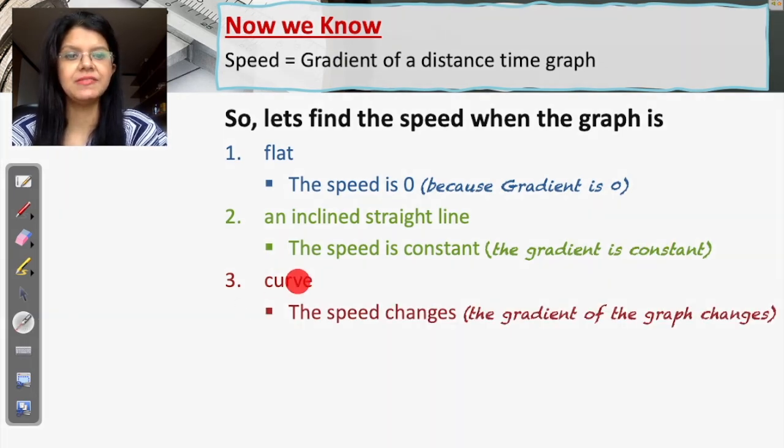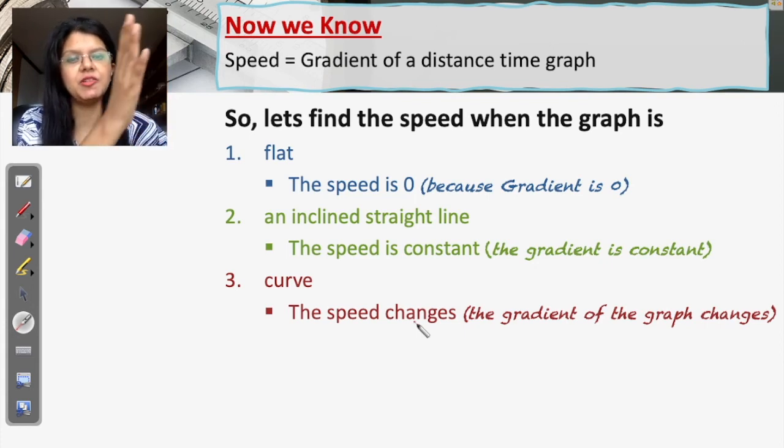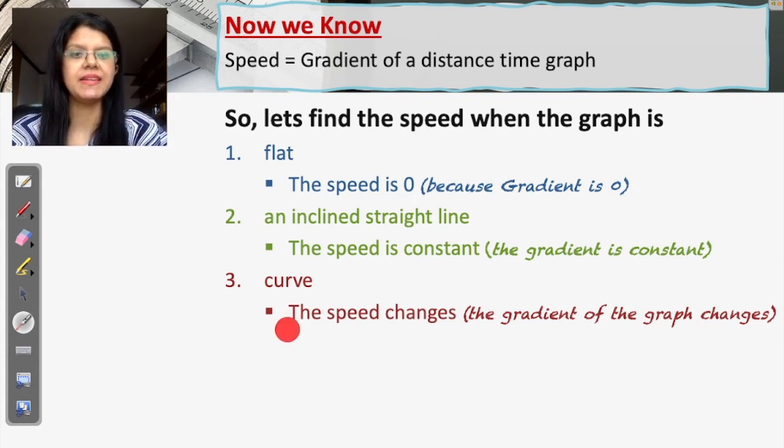Curve means the gradient of the graph changes at different points on the curve. Therefore, the speed also changes. A curve on a distance time graph represents a changing speed. If your speed was say 5 meters per second at this moment, your speed after some time is 10 meters per second, after some time 15, then 18, 19, 20. It is not a constant speed, it is a changing speed. Changing speed is represented by a curve.